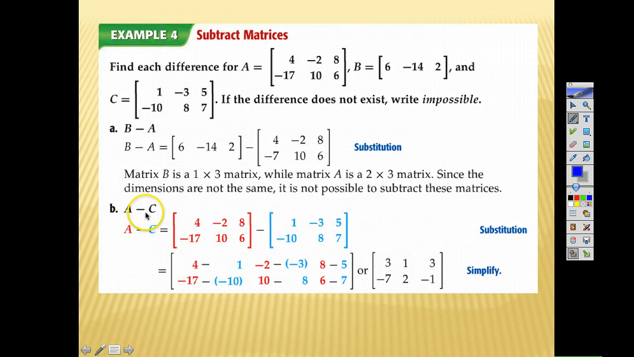All right, so you have A minus C. So you have 4 minus 1 is 3. Okay. And you can do it in any order if you like. 2 minus negative 3 is 5, wait, negative 1 as stated. 8 minus 5 becomes 3. So bottom left, negative 17 minus negative 10, negative 7. Bottom middle, 10 minus 8, 2. Bottom right, 6 minus 7, negative 1. So here is your answer, nice bracket.